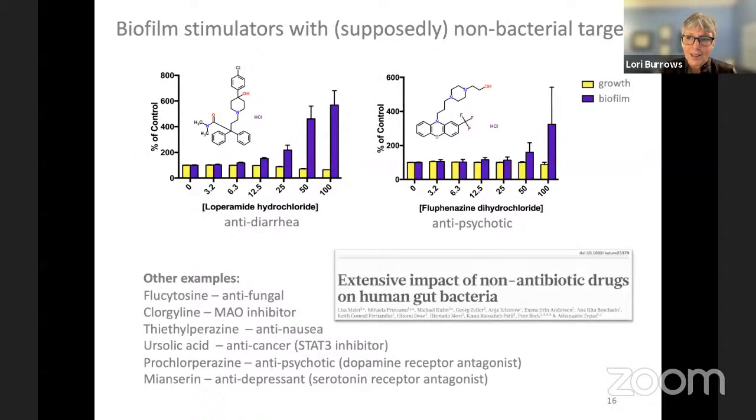And this is not an idea that we're the only ones who thought of. This is a paper from a few years ago showing that if you screen that same collection of compounds that we did on human gut bacteria, there's a lot of effects on those bacteria from these non-antibiotic compounds. So when these drugs were developed, people thought about testing the side effects on the human cells, but they didn't necessarily think about the side effects on the bacterial cells. So this is something to keep in mind if you're involved in drug development: just because it doesn't have an obvious bacterial target doesn't mean the bacteria don't react to it.